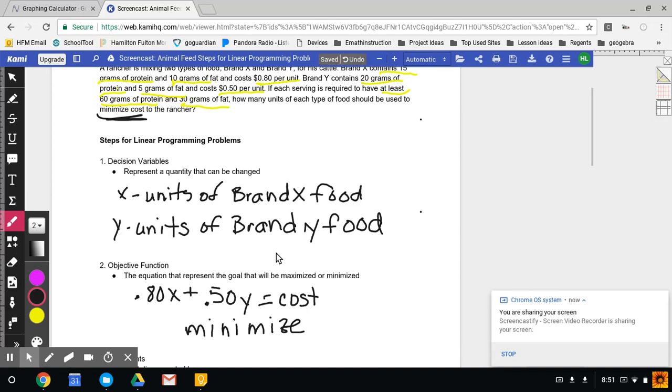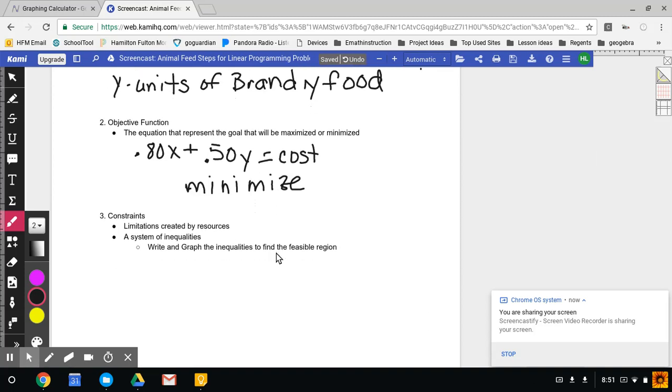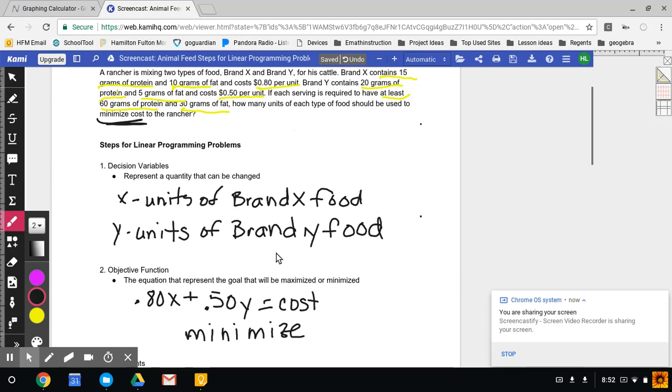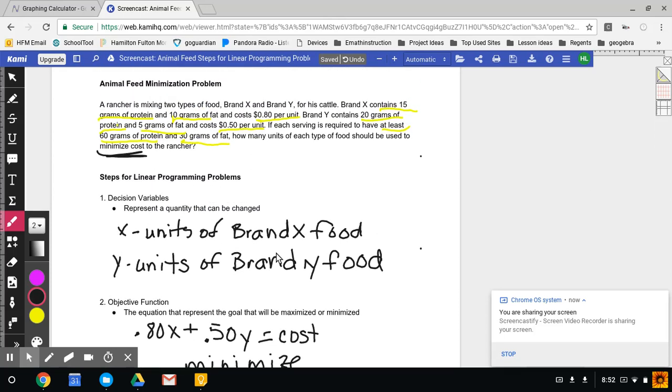Okay, so now moving down to our constraints. We have two. We have constraints on protein and we have constraints on fat in this problem. So I have to write an equation for fat and protein. Looking back up at the top, the required protein is at least 60 grams of protein.